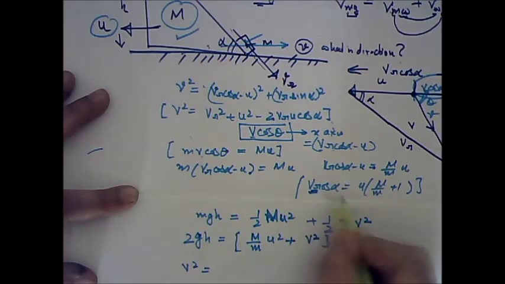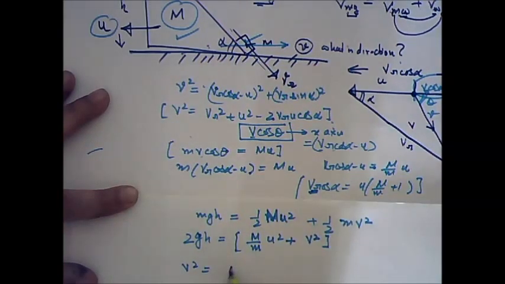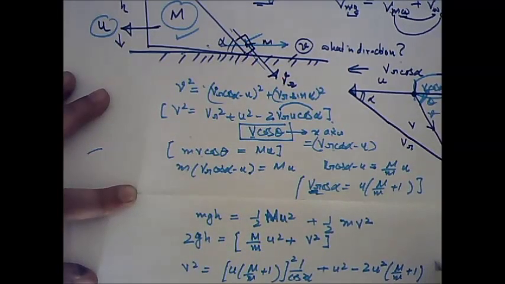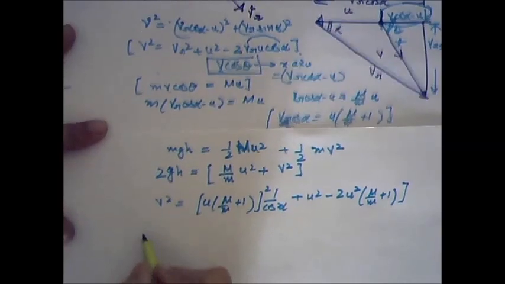the value we also know is equal to u m upon m plus 1 whole square upon cos square alpha, that is vr square plus u square minus twice u vr cos alpha. We know vr cos alpha is this, u square m upon m plus 1. This is our v square. We put the value of v square there. We can then get the result.